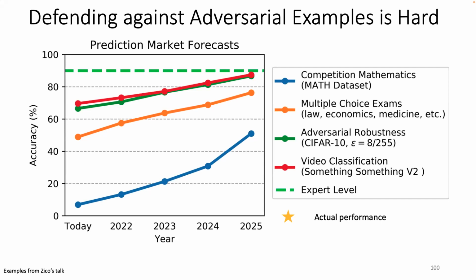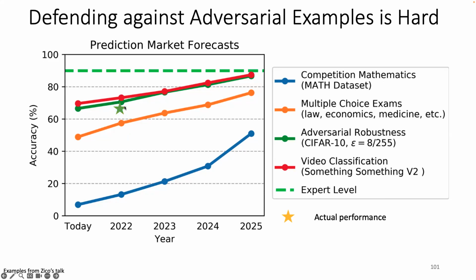What they are doing is they hope to predict what the performance will look like among 4 tasks, across different years. For example, they select computation mathematics, multiple choice exams, adversarial robustness, and video classification. And they show what they predicted and the actual performance. I think because of the large language models, for example, for computation mathematics, the performance increased a lot. And for the other tasks, such as video classification or multiple choice exams, the actual performance is also beyond the predicted values.